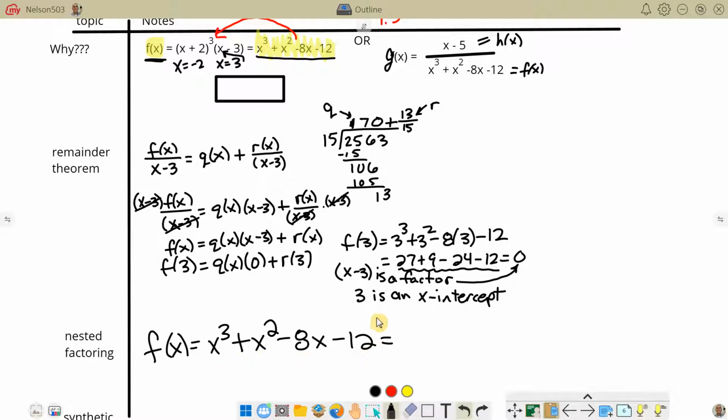Now, we just found that 3 resulted in 0 when you stuck 3 into the function. That meant that x minus 3 is a factor, right? That means that 3 is an x-intercept. It means that 3 is a 0 of the function. All those things are true, right? So pretty powerful. It tells us a lot of information.